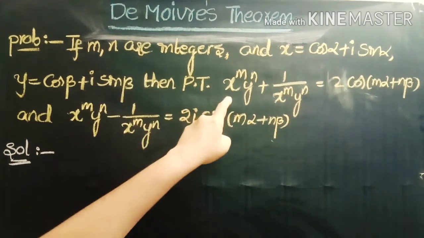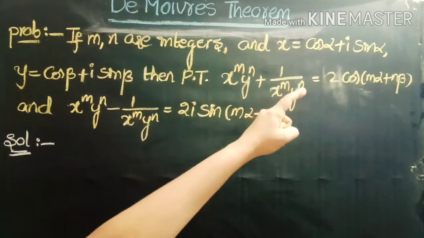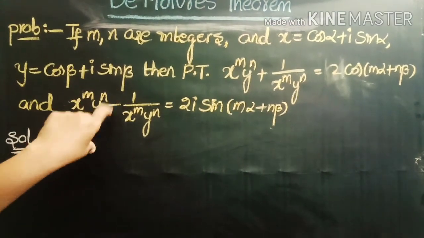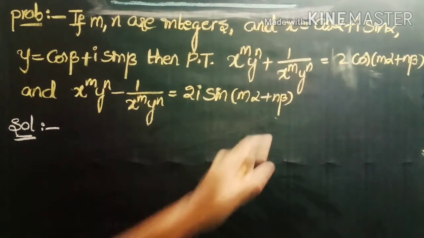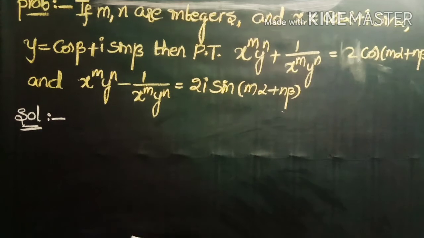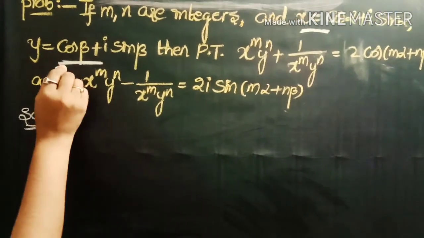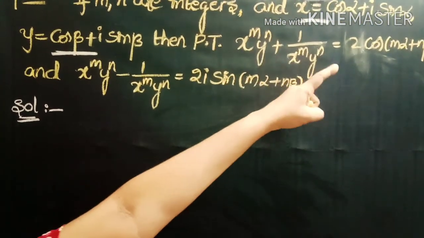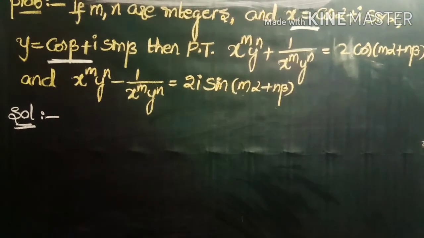Then prove that x^m y^n + 1/(x^m y^n) is equal to 2 cos(mα + nβ), and x^m y^n - 1/(x^m y^n) is equal to 2i sin(mα + nβ). So here, given that x is equal to cos α + i sin α and y is equal to cos β + i sin β. Now we want to show that this value is equal to 2 cos(mα + nβ) and this value is equal to 2i sin(mα + nβ).